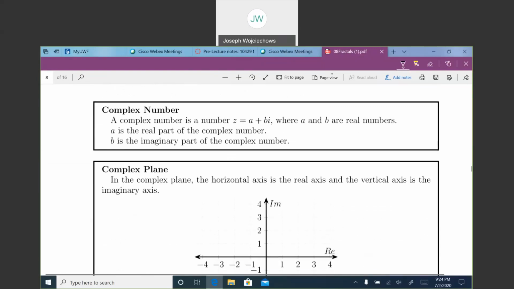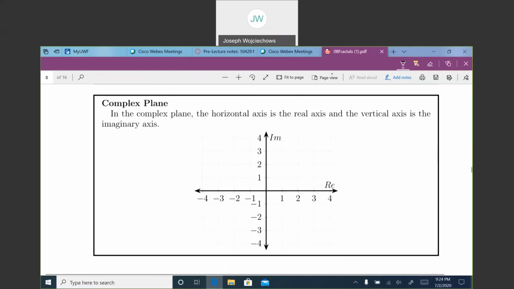Okay, now we get to a complex number. A complex number is a number, usually denoted z, which is equal to a plus bi, where a and b are real numbers. a is the real part of the complex number, and b is the imaginary part. So in the complex plane, the horizontal axis is the real axis, and the vertical axis is the imaginary axis. What we think of in a Cartesian coordinate plane as the x-axis is the real axis, and what we think of as the y-axis is the imaginary axis.